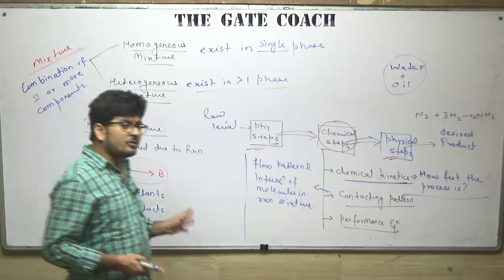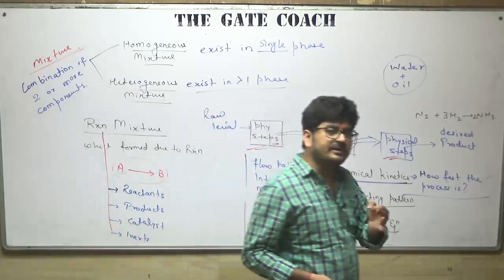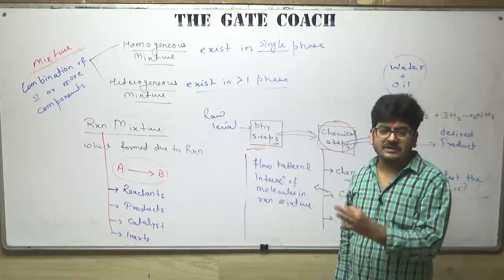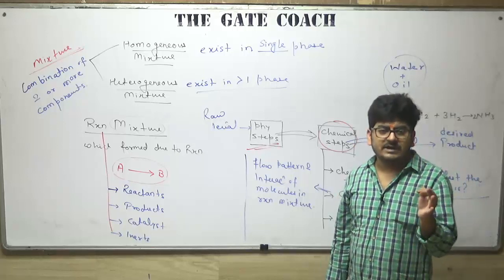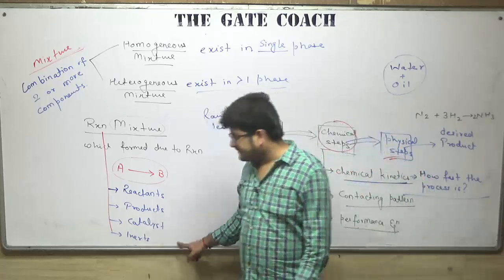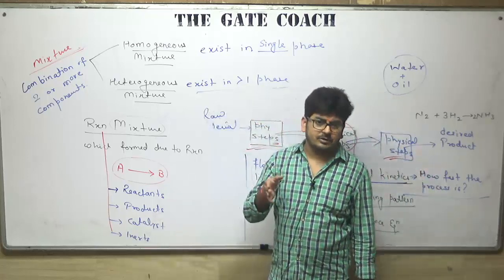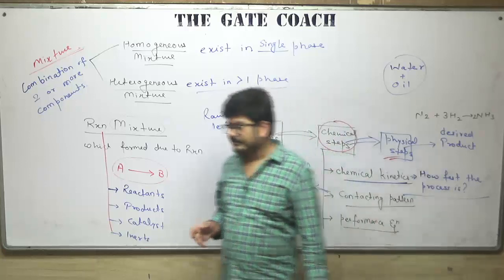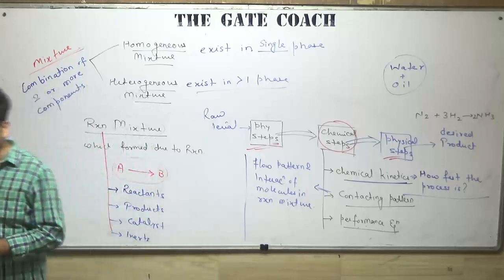Other than these four, if we have any fifth component present in the mixture, then that will not be a part of the reaction, and that will be called an impurity. So I hope it is clear to all of you.